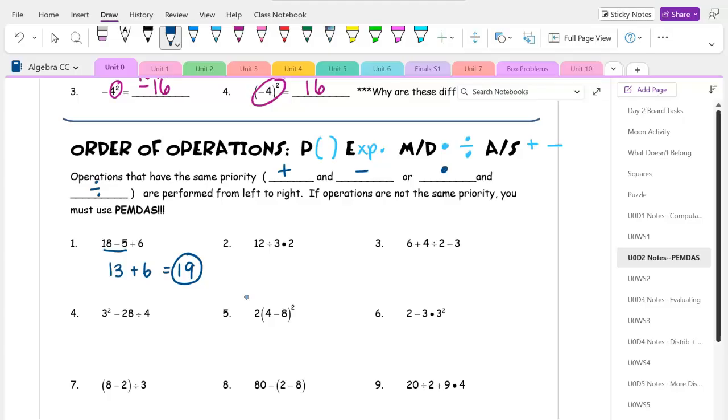All right, number 2, first step, identify your operations. We have division and multiplication. Those are the same priority. That means I go left to right. 12 divided by 3 is 4, and then 4 times 2 is 8.